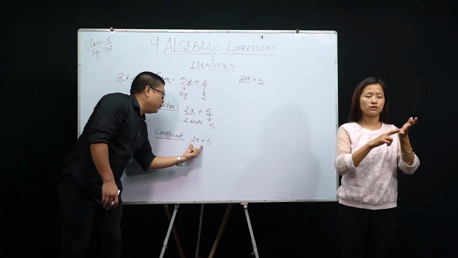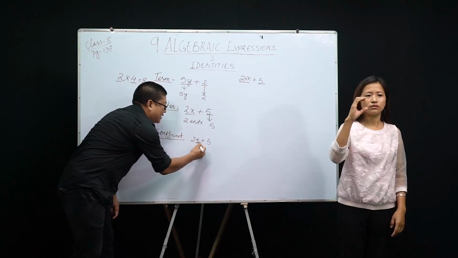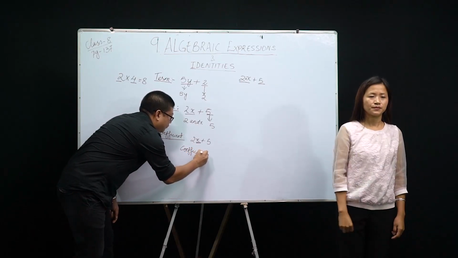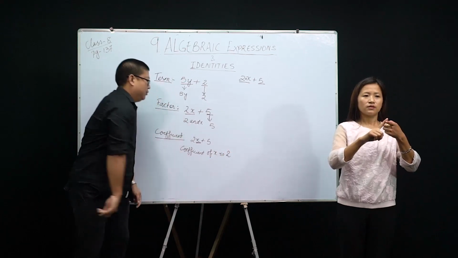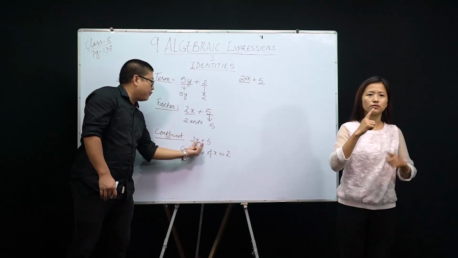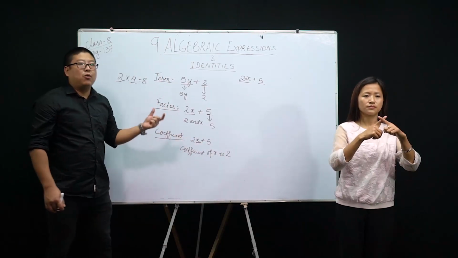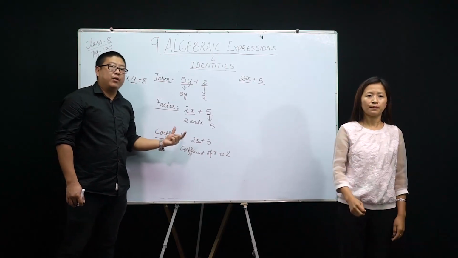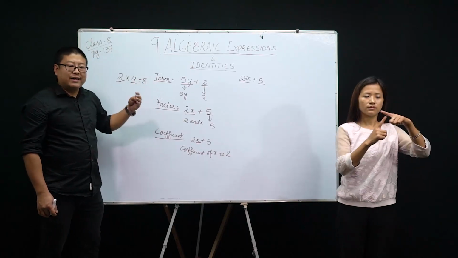Okay, so when you look at 2x, we will say that coefficient of x is 2. Coefficient of x is 2. So in 2x, the coefficient of x is 2. All right, so this is all about numerical coefficient. These are the three terms that we'll be talking about in the exercises.